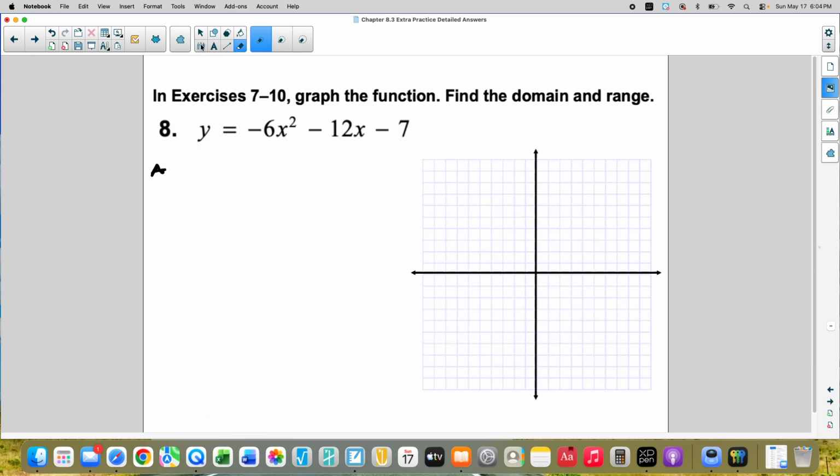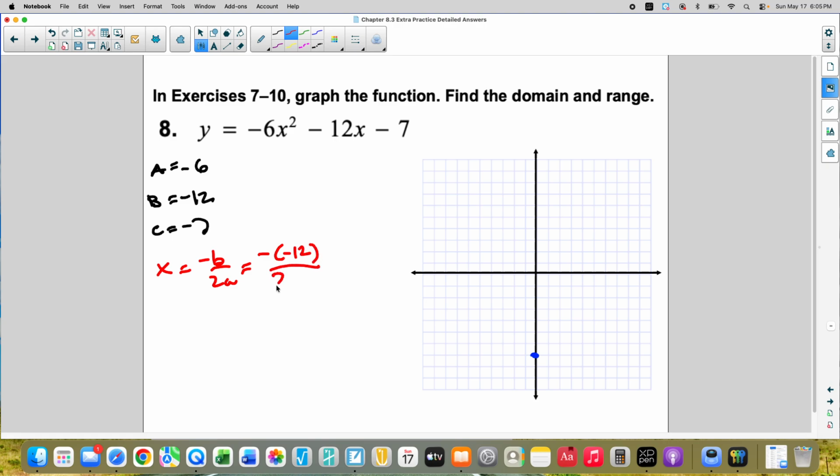A equals -6, B equals -12, C equals -7. So -7 is going to be here. My axis of symmetry, opposite of B over 2A, opposite of -12 over 2 times -6, which gives me 12 over 12, or 12 over -12, which equals -1. Which is going to be super skinny again. So there's that reflected point over the axis of symmetry.